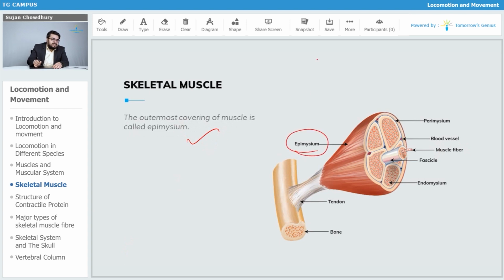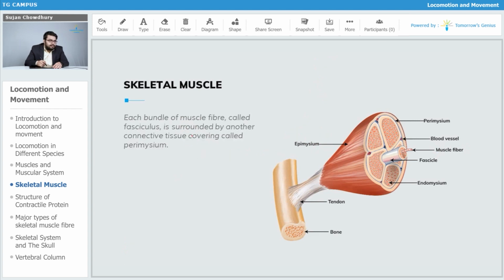Here we can observe the epimysium. That's the outermost covering of the muscle. Each bundle of muscle fibers is called a fasciculus. The fasciculus is surrounded by another connective tissue called perimysium. So after epimysium, we have a layer known as perimysium within, that is going to line up each bundle of muscle fibers called fasciculus.